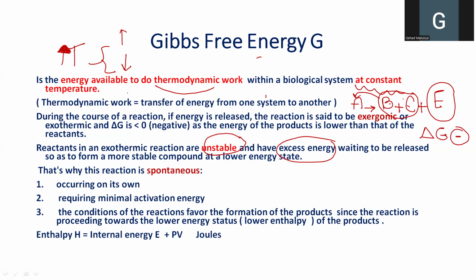That's why, because of this introduction we have just explained, those reactions are spontaneous. Why are they spontaneous? Because the reactant is already unstable. It is eager to start the chemical reaction. It does not need you to give more energy to start the reaction. It already has more energy than needed. So the reaction is spontaneous. It occurs on its own. It requires minimal activation energy or even no activation energy. And the conditions of the reactions favor the formation of the products.